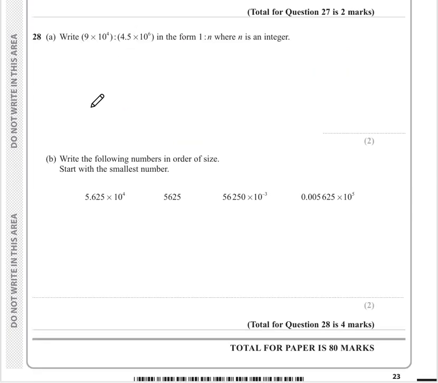Question 28. Write 9 times 10 to the power 4 to 4.5 times 10 to the power 6 as a ratio in the form 1 to n, where n is an integer. So it might be a bit easier if we take these out of standard form. So this is going to be 9, and we shifted it 4 places. We need 4 zeros to fill those spaces. So it's going to be 90,000.